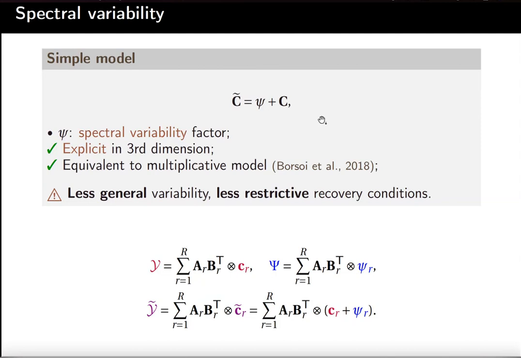This spectral variability only represents a less general kind of variability than in a tensor psi, but it also allows for less restrictive recovery conditions for the super resolution image that we wish to obtain. So under these assumptions, we can express the block term decompositions of the two super resolution images, Y and Y tilde, and that of the variability tensor psi. Note that they have the same spatial factors, A_r, B_r transpose, but different spectral factors, respectively C, C tilde, and psi, that can be linked through the model above.